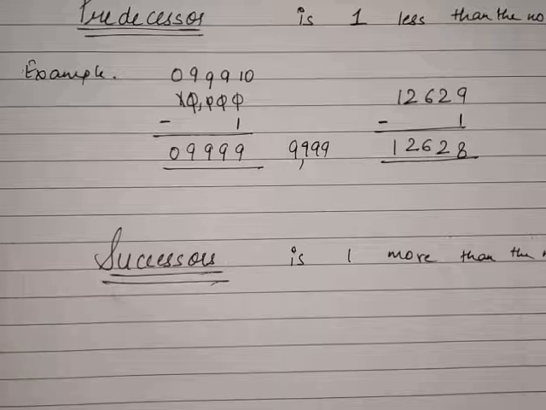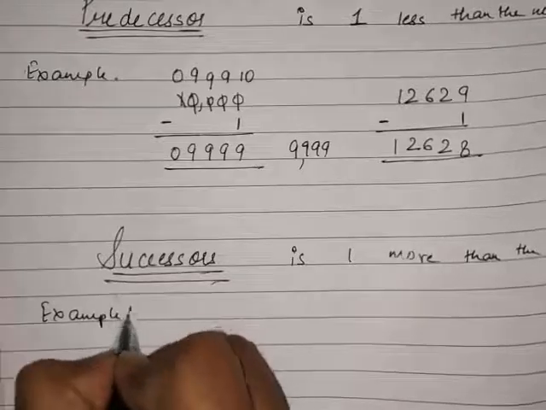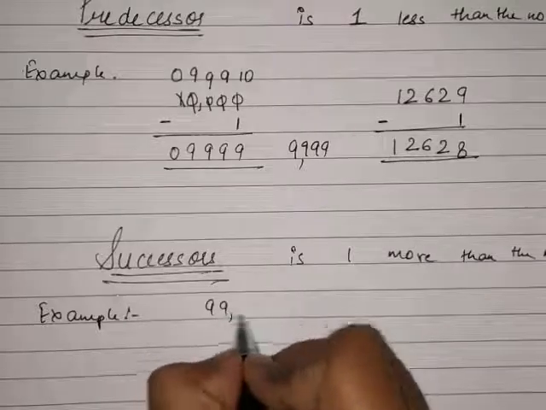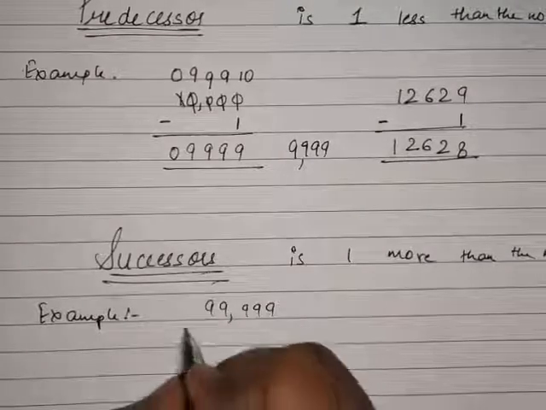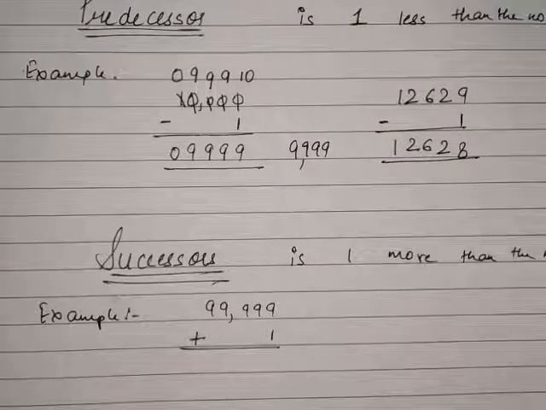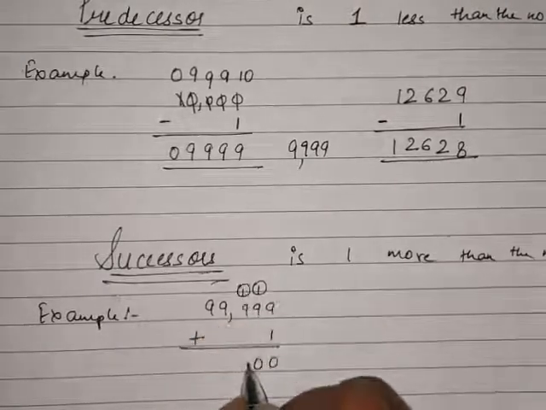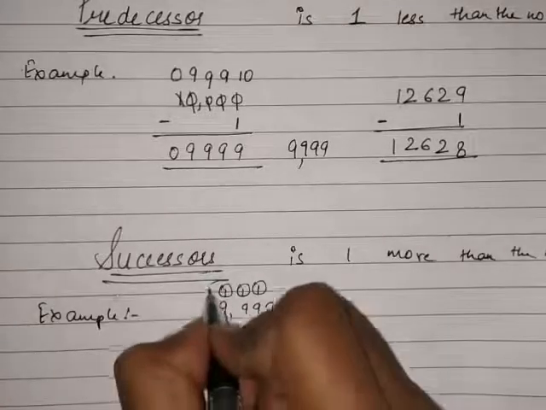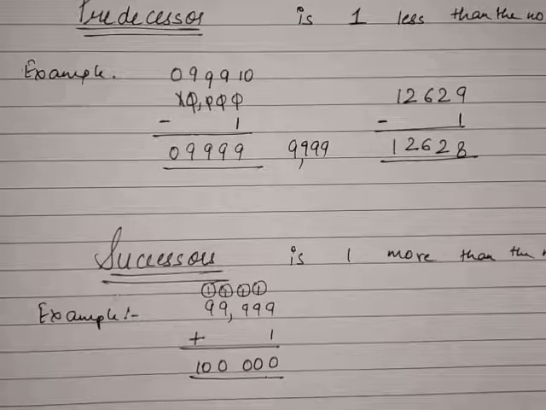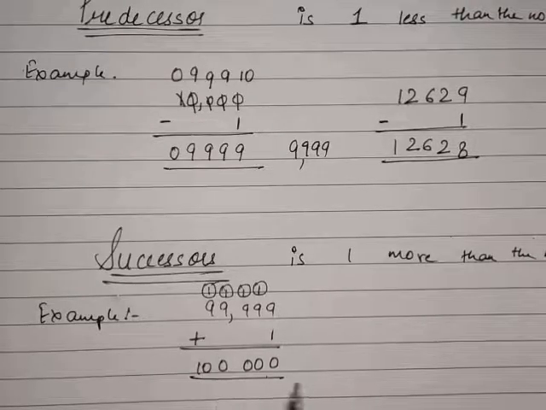Okay. So how can we find a successor of any number? See, there is an example. What is the successor of 99,999? How will we get it? By adding 1 to the given number, we will get the successor of any number. Okay. See, 9 plus 1, 10. 1 is carried. 9 plus 1, 10. 1 is carried, and so on. So what is the successor? It is 1 lakh. So what is the successor of 99,999? It is 1 lakh. Okay.